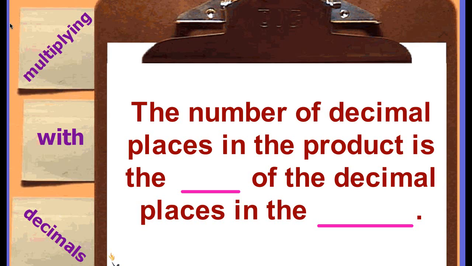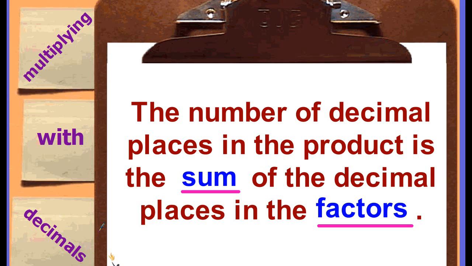The number of decimal places in the product is the sum of the decimal places in the factors. So make sure that you're filling in your notes. If you don't have your notes with you, I would definitely be writing them down on a sheet of paper. So remember that when you multiply, the product is your answer, and factors are the numbers that you multiply together.